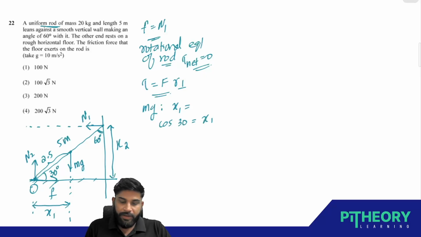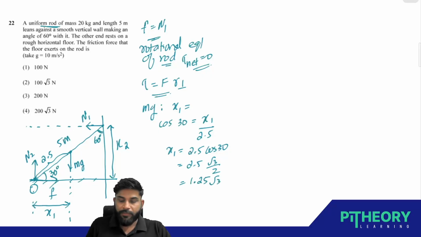divided by the hypotenuse, correct? Which is nothing but 2.5. So x1 will be equal to 2.5 into cos 30. That is equal to 2.5 into root 3 by 2, which is 1.25 root 3. That will be the distance that we'll be getting. Since these are all in meters, you can write x1 as 1.25 root 3 meter. That is what you'll be getting.